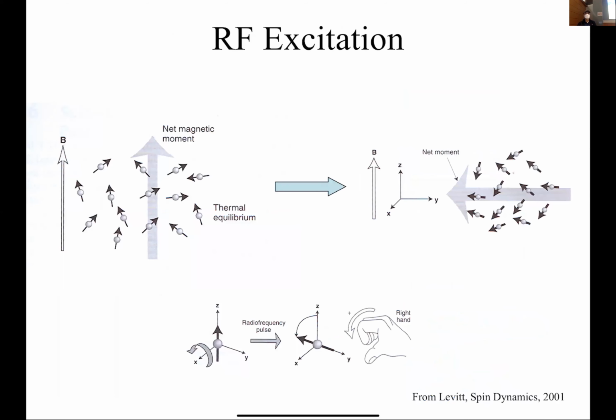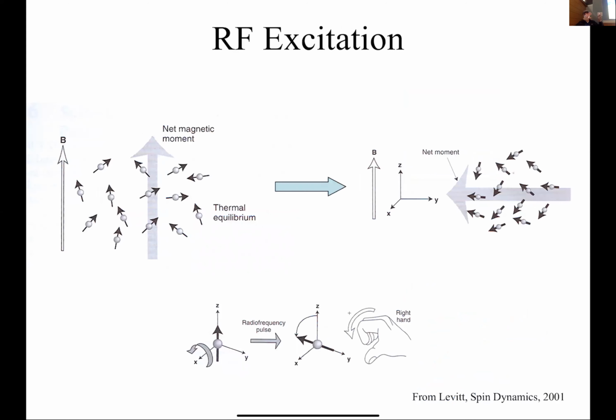So just to remind you where we left off last week, we were talking about RF excitation. Remember, the job of RF excitation is to take our magnetization and tip it away from equilibrium, such that now we have these spins that precess around, and we can manipulate their phase to create images.